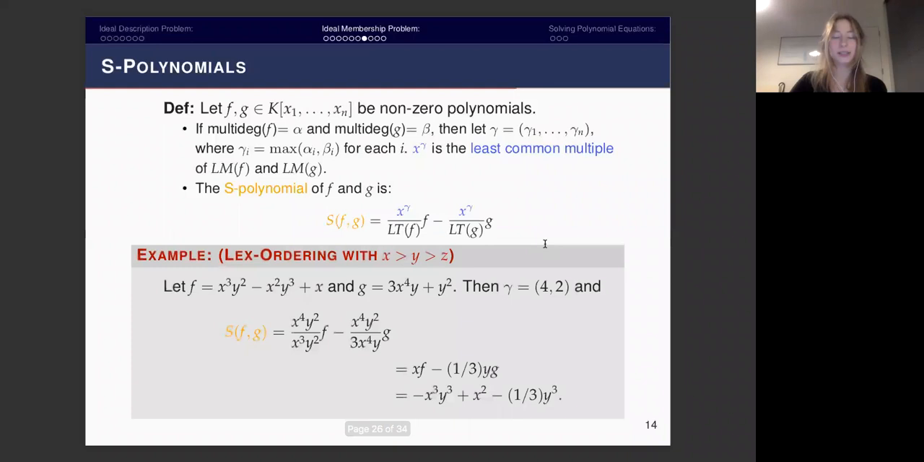Let's calculate an S polynomial together. I'm just writing the definition here.